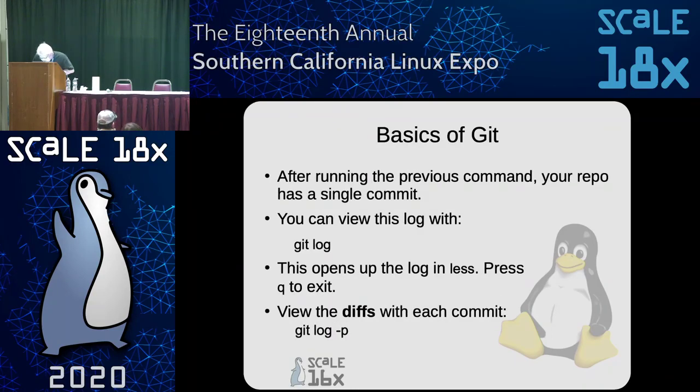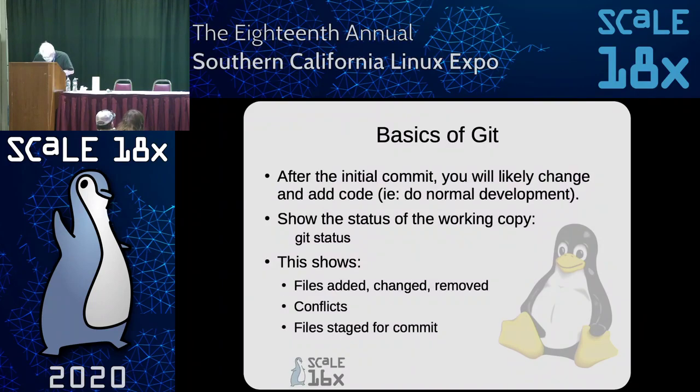After running the previous command, your repo has a single commit. You can view your commits with git log. This opens up the log in less. You can use the up and down arrows to scroll, and press Q to exit. You can also view the diffs that each commit contains if you give the -p argument.